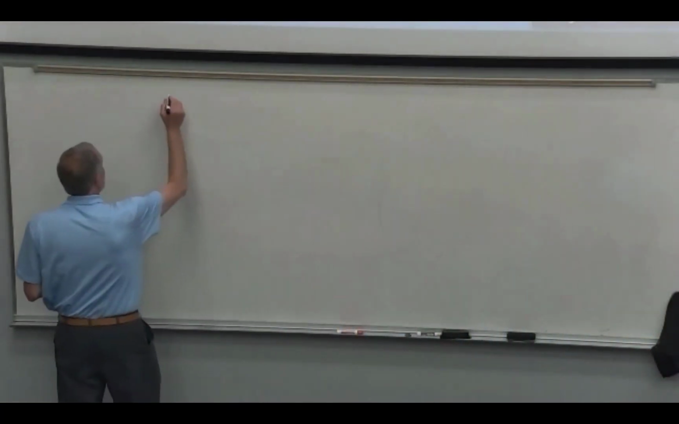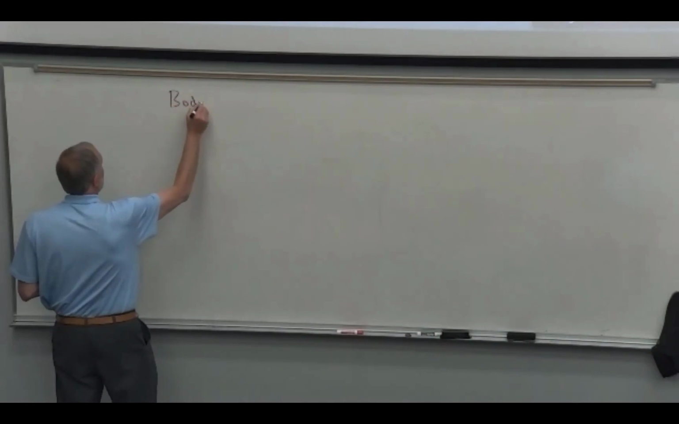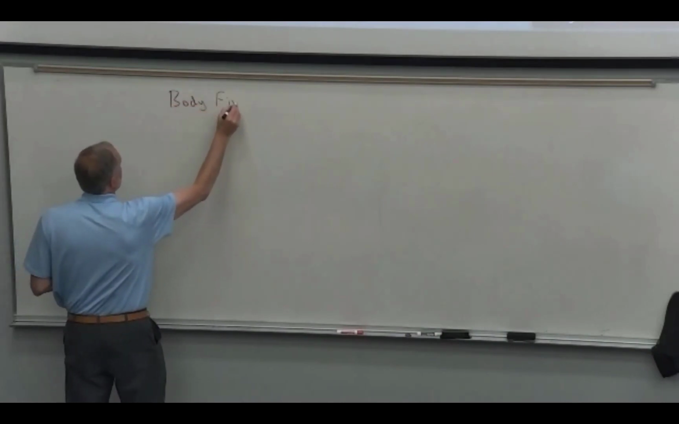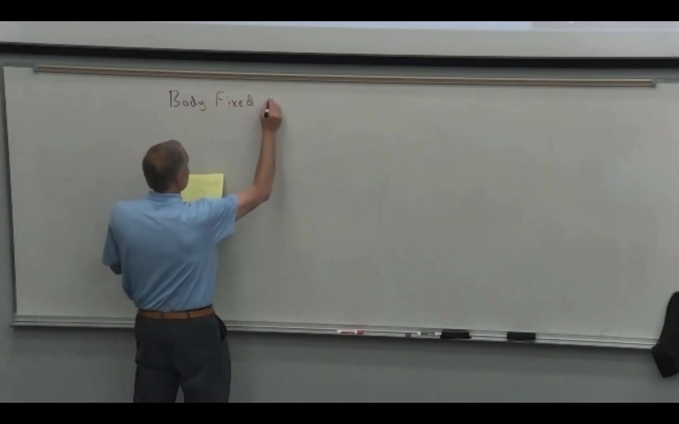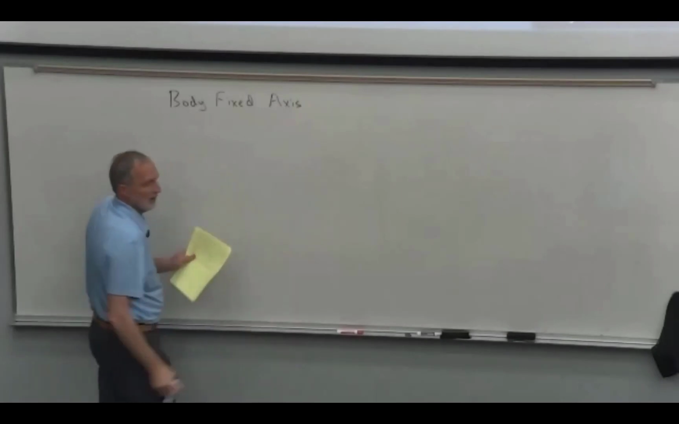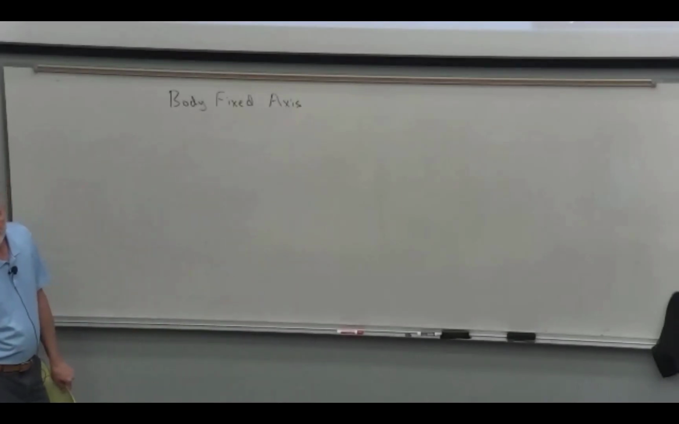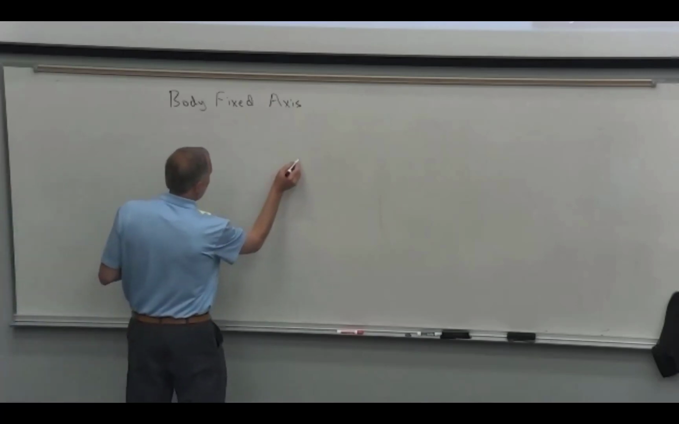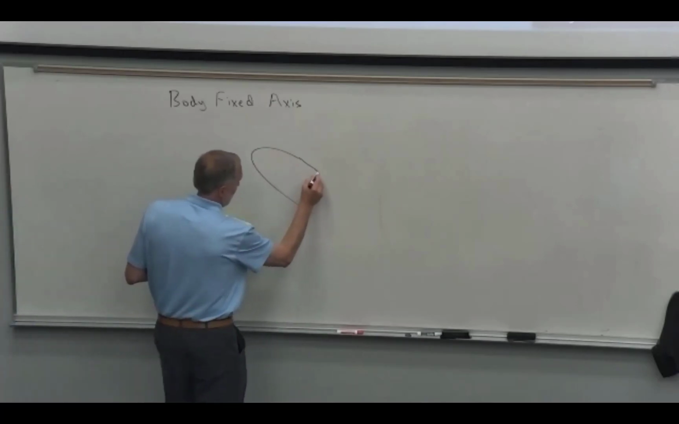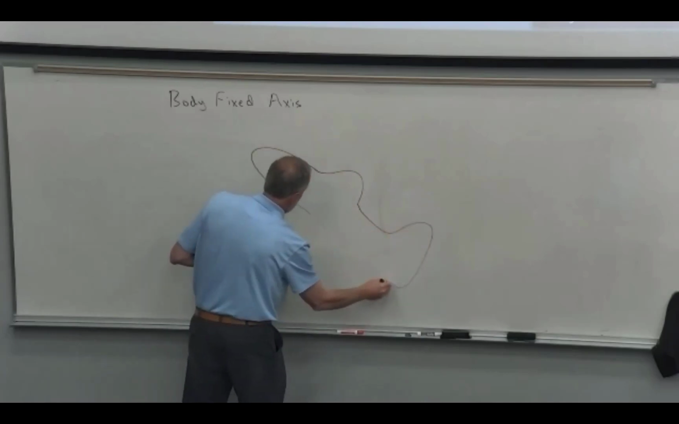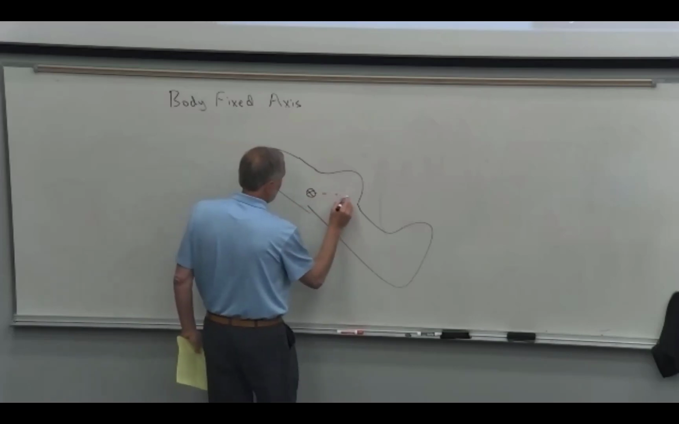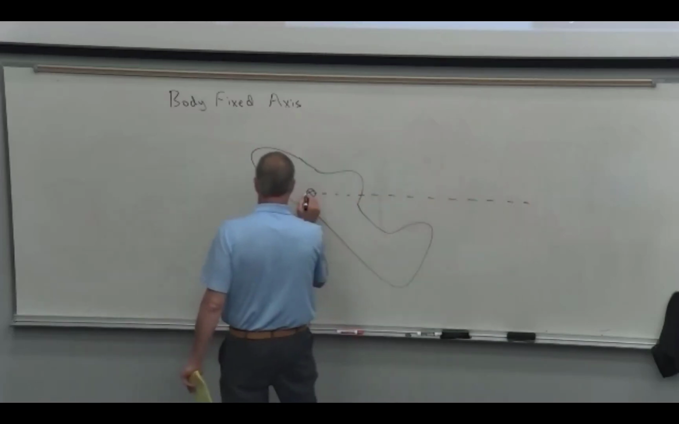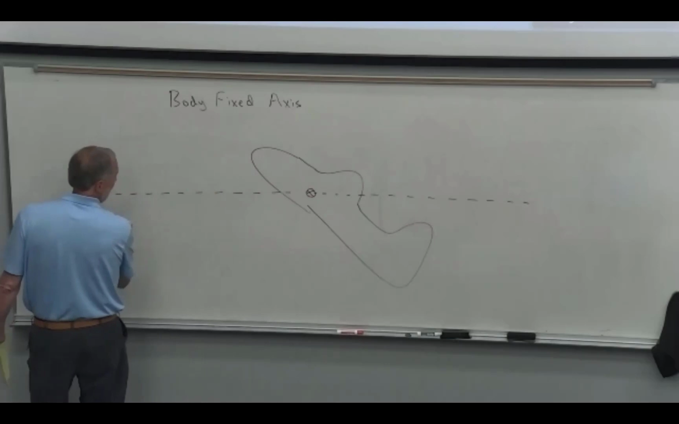So there's one more thing we need to wrap up before we go into dealing with these equations, and that is the body fixed axis system. We can stick that on the airplane however we want. So here's our airplane. Here's the center of gravity. Here's the horizon. Like that.